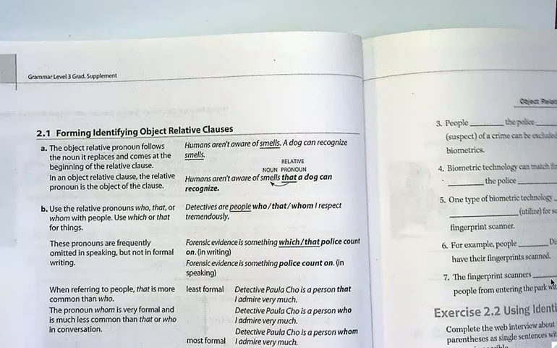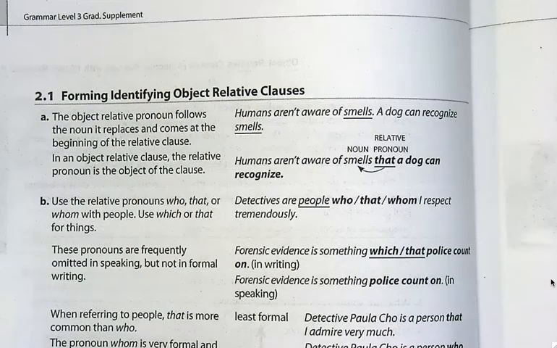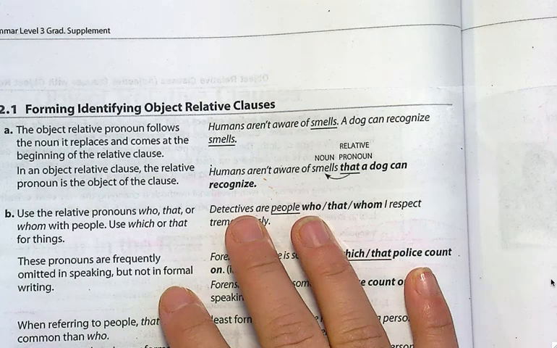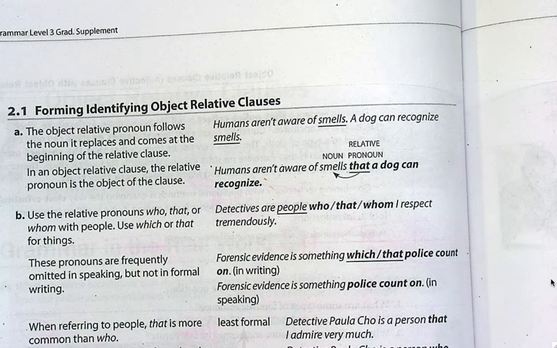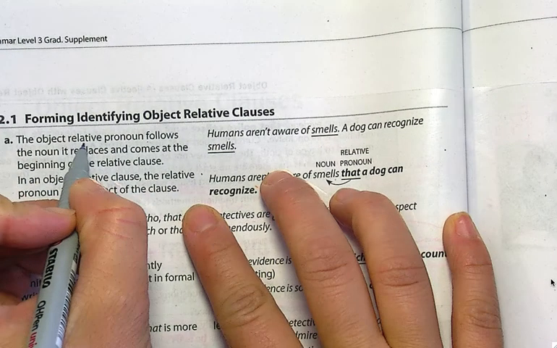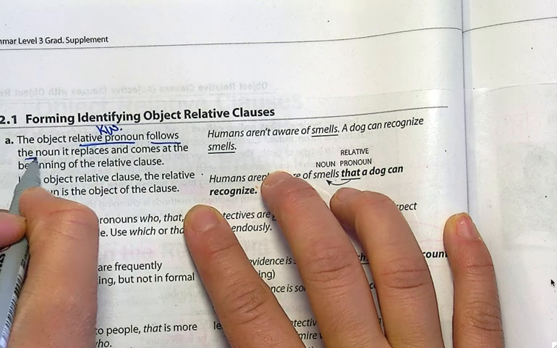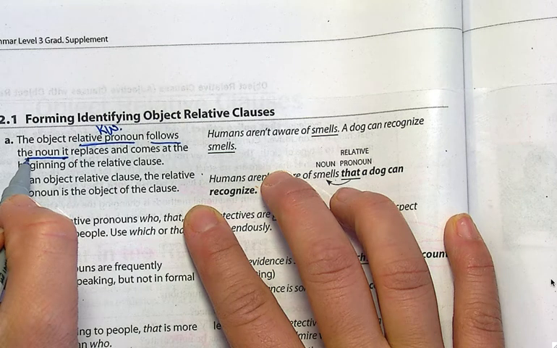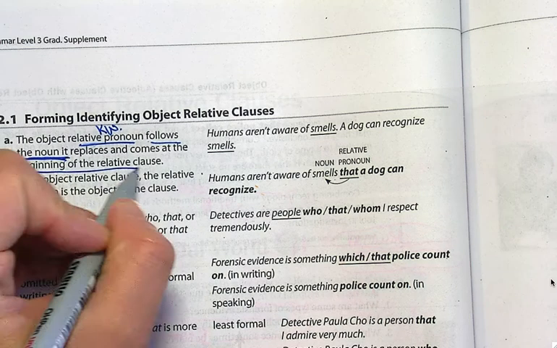We're going to look at a few more examples here. The object relative pronoun follows the noun it replaces and comes at the beginning of the relative clause. The object of the relative clause comes after the noun. So the relative pronoun, this is our keyword, follows the noun it replaces. Follows the noun that it modifies. And it comes at the beginning of the relative clause.